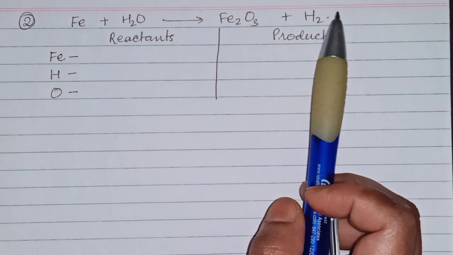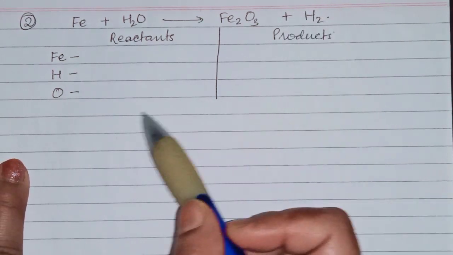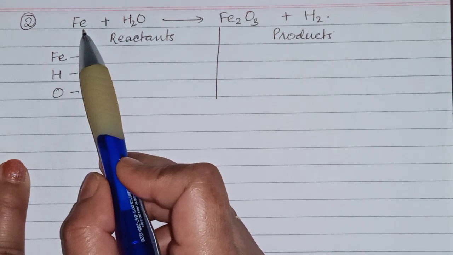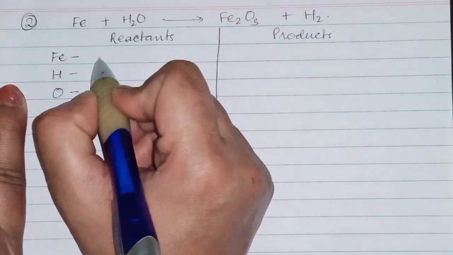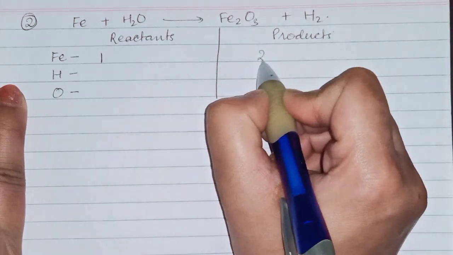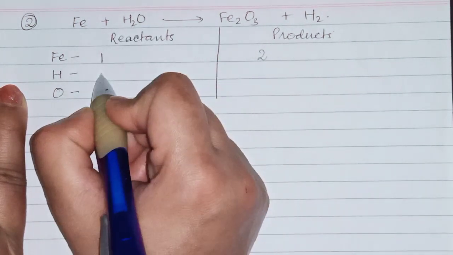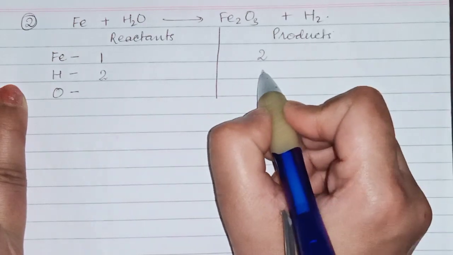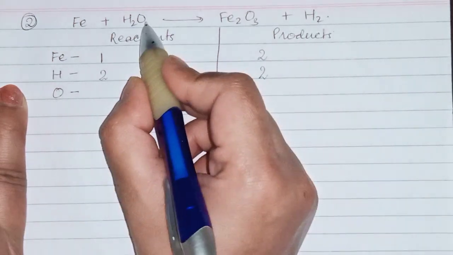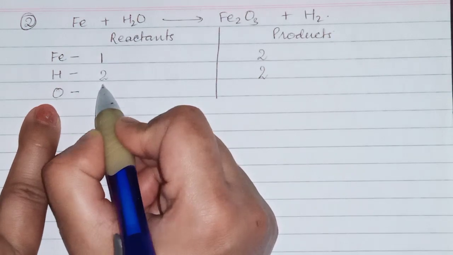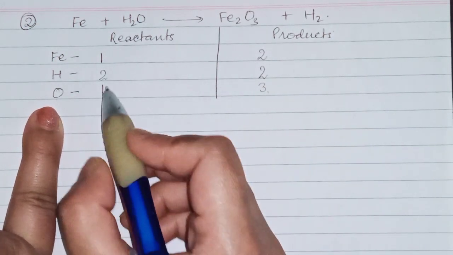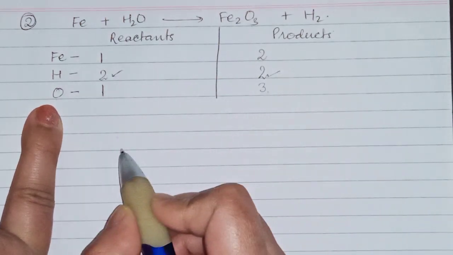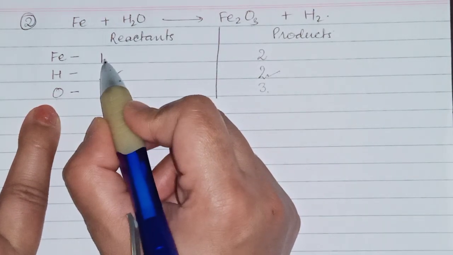Skeleton equation means it is not balanced. Now see how many atoms of iron are on the left hand side. It is 1 this side and it is 2 this side. Hydrogen is 2 this side and here it is 2. So it is balanced. Oxygen it is 1 and this side it is 3. So you can easily find which one is balanced. This one is balanced. This one is not balanced and this one is not balanced.